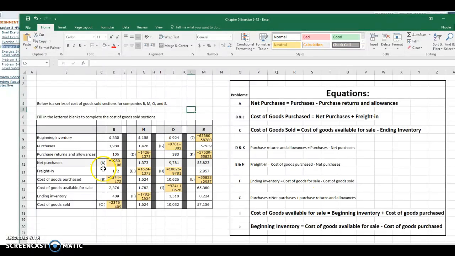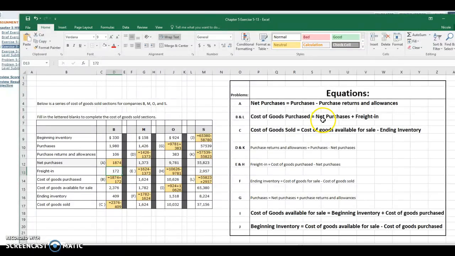So for A, we are looking for net purchases. So up here, purchases minus purchase returns and allowances will get our net purchases. So we have right here our purchases minus our purchase returns and allowances will get us this answer, which is 1,874.